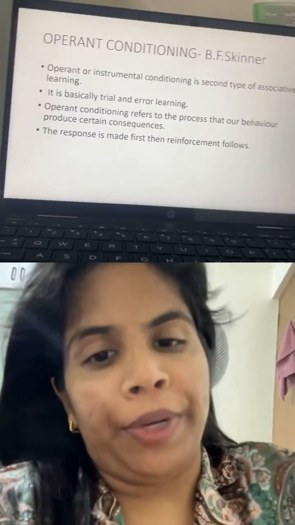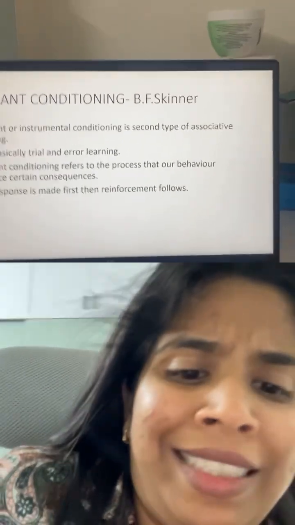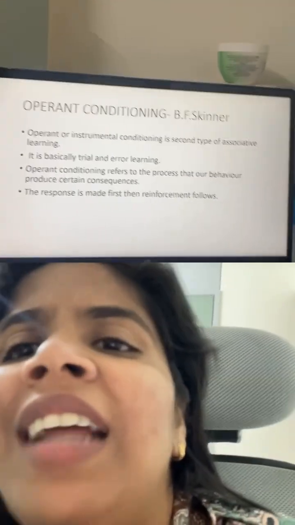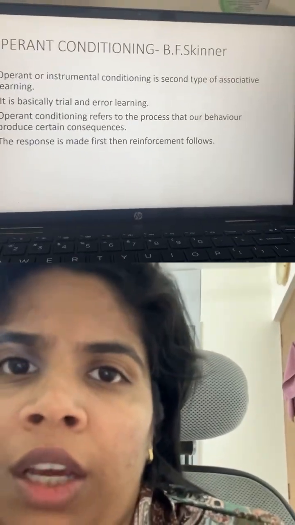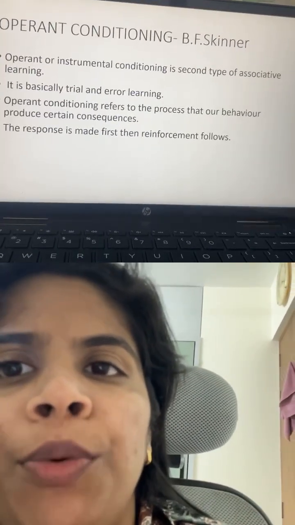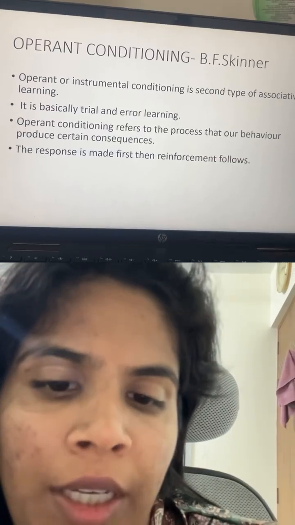Let's see what is operant conditioning. Operant conditioning or instrumental conditioning is the second type of associative learning. It is basically a trial and error learning. Operant conditioning refers to the process that a behavior produces certain consequences. This response is made first, then reinforcement occurs.